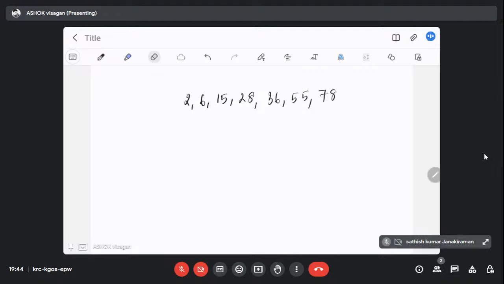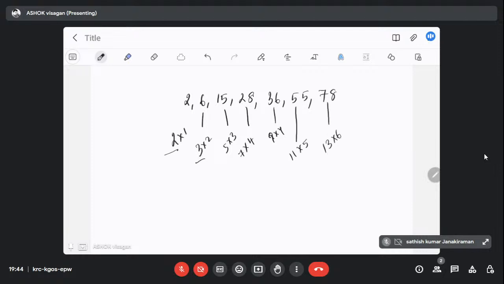If you check all these, the first one is nothing but 2 into 1. Second one is nothing but 3 into 2. Third one is nothing but 5 into 3. Fourth one is nothing but 7 into 4. This is 9 into 4. And here it is 11 into 5. Here it is 13 into 6.